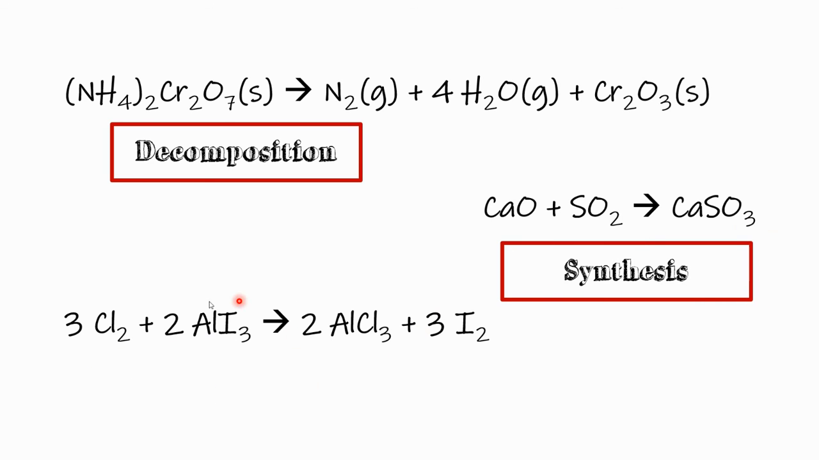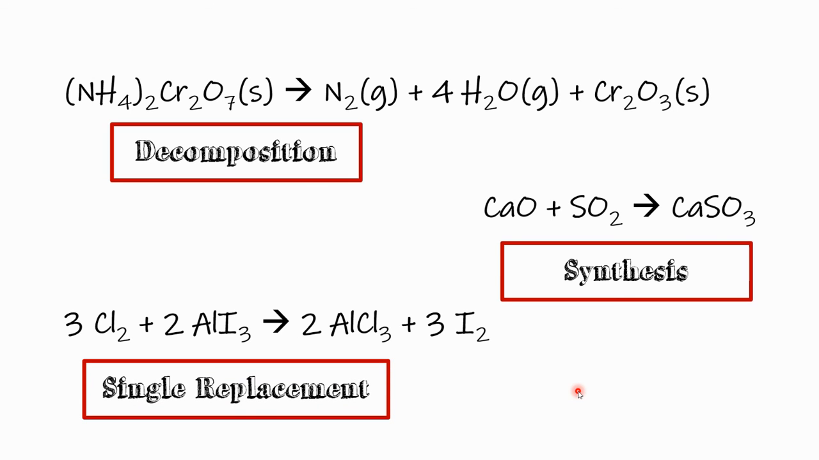And finally, if I'm looking down here, I have Cl2, which is an element, plus a compound, giving a compound plus a different element. Well, an element plus a compound, where 2 things swap places, so in this case, the Cl and the I have swapped places, and now the I is alone, and the Cl is with aluminum. So this would be single replacement.